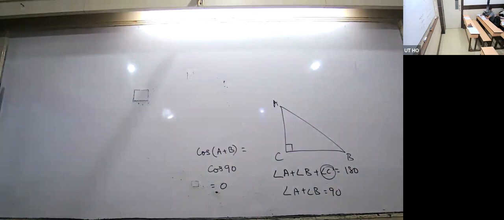And this is the reason: in a triangle, if one angle is 90 degrees, then the sum of the other two angles will always be 90. Understood? That is the rule we always use. That is the basic of trigonometry we use.